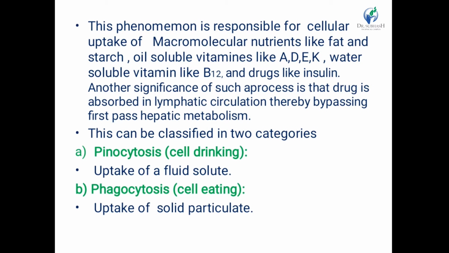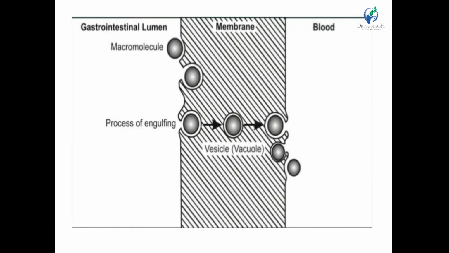First is pinocytosis, which means uptake of a fluid solute, and therefore it is called cell drinking. And second is phagocytosis, uptake of solid particulate, and therefore it is called cell eating. We will understand it by figure. See, in the GIT we have a macromolecule, and the membrane will engulf this molecule and make a vesicle around it. On the other side of the membrane, it will release the molecule from this vesicle. So this process is called vesicular transport.